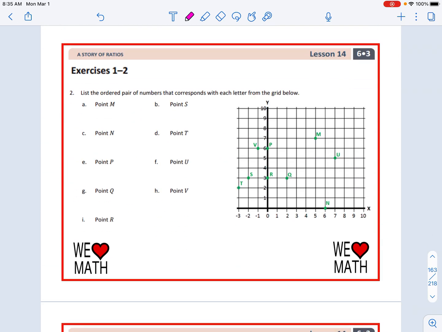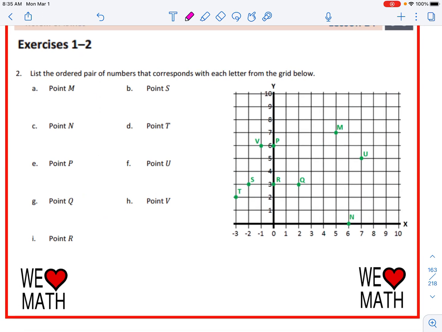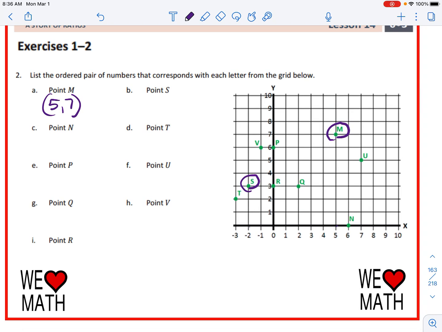Now, number 2 says list the ordered pair of numbers that corresponds with each letter from the grid below. Letter A tells us point M. We're going to go over to 5 and up to 7, so my ordered pair is 5 and 7. We always write these ordered pairs in parentheses separated by a comma. Let's look at letter B, point S. Now we're going horizontally but in the negatives. We're at -2 and then up to 3. So this is -2 and 3.